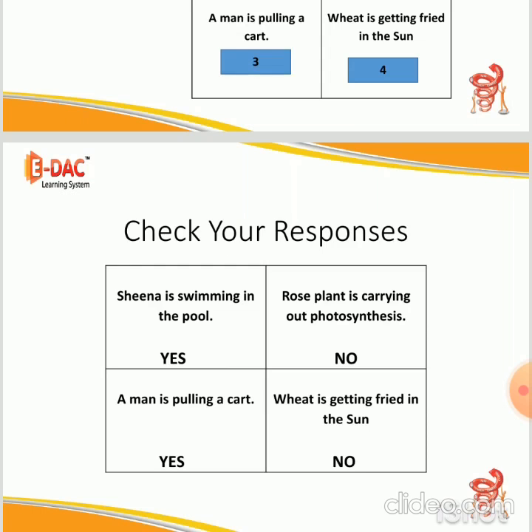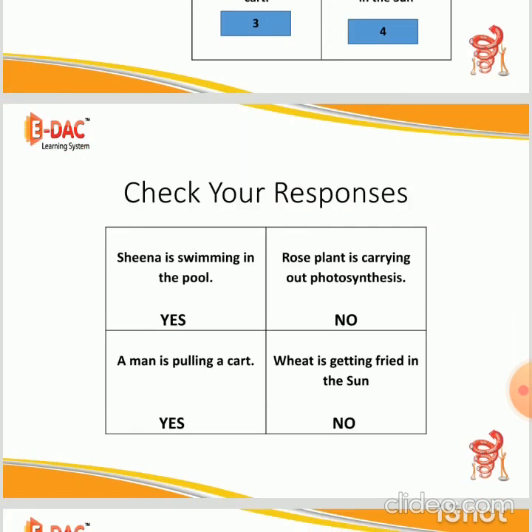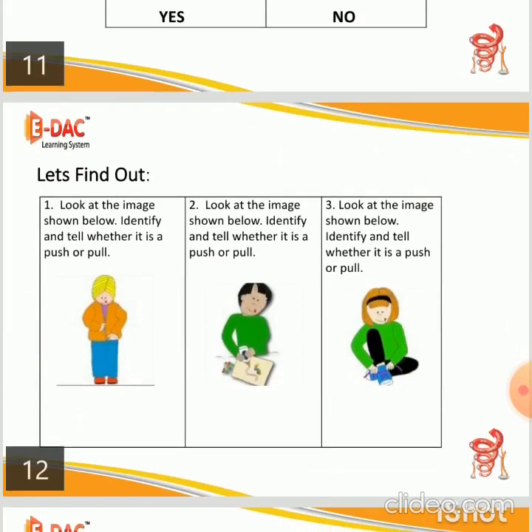The first statement is Sheena is swimming in the pool. The second statement is Rose plant is carrying out photosynthesis. The third statement is a man is pulling a cart. And the fourth statement is wheat is getting dried in the sun. Now in response you should be getting these responses. So in the first statement, no work is being done or work is being done.